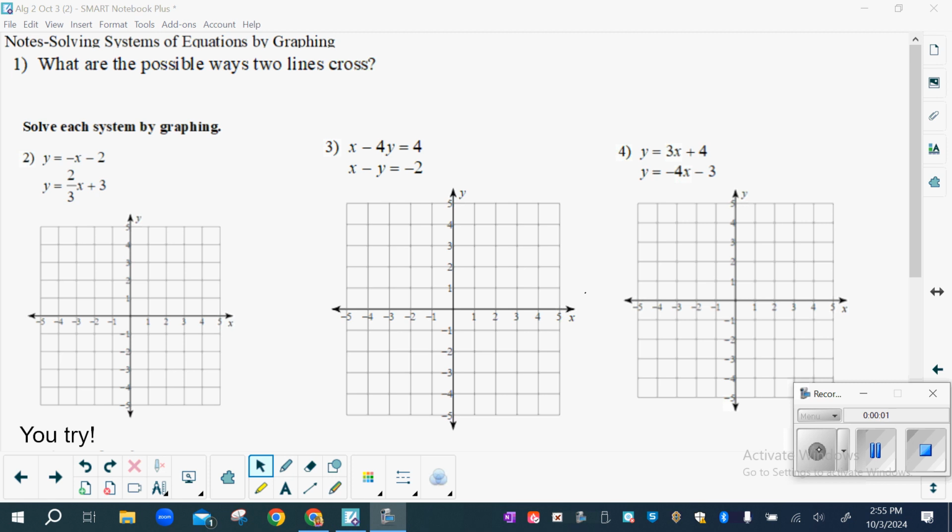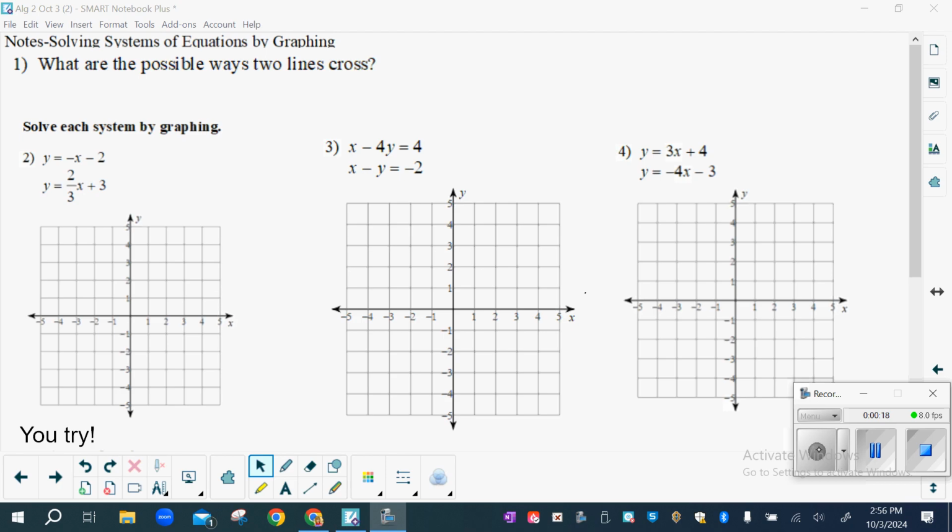Okay, so solving systems of equations by graphing. There are lots of ways to solve a system of equations. Today we're just going to be solving it by graphing. And so the first question is, what are the possible ways two lines can cross?